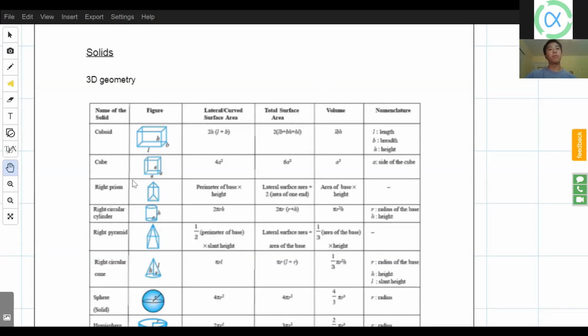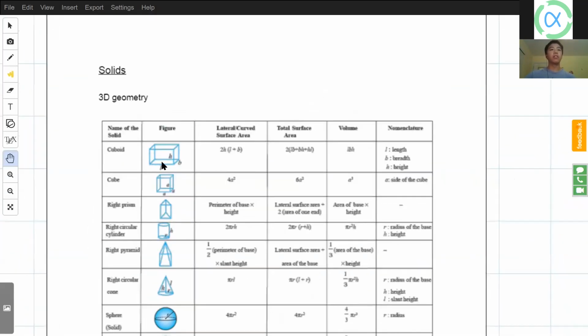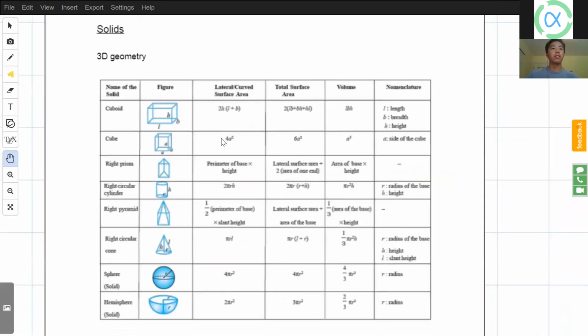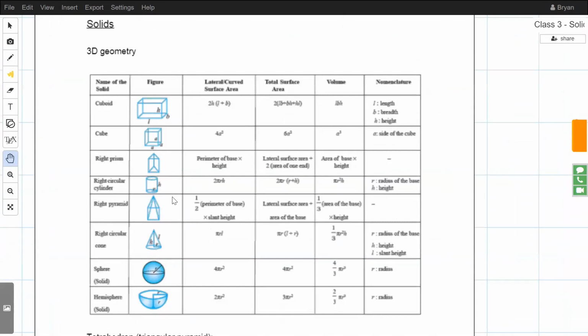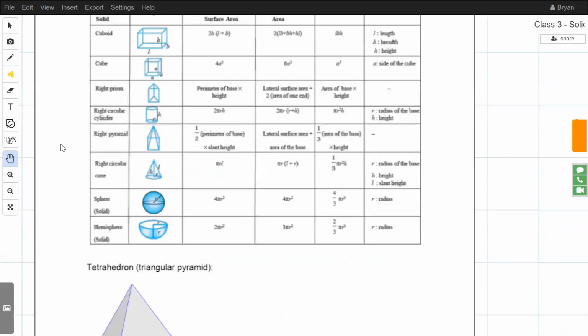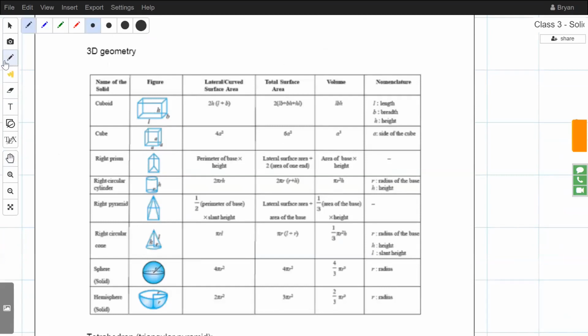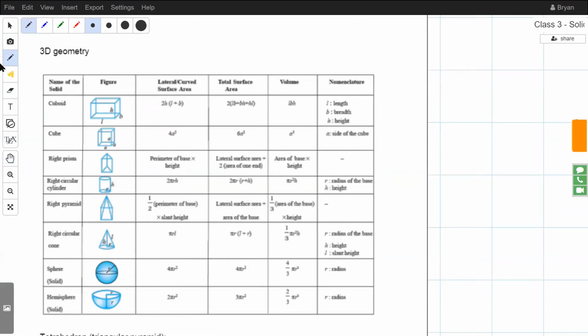I think the main focus of solids as a whole at this level is understanding some of the properties of each shape and all the different kinds of 3D shapes you'll see, and how to change a 3D problem into a 2D problem that you're more familiar with. So here's a table of these common shapes. I'm just going to go over them because I didn't make this table.